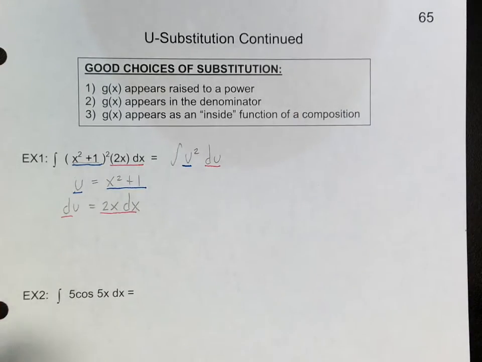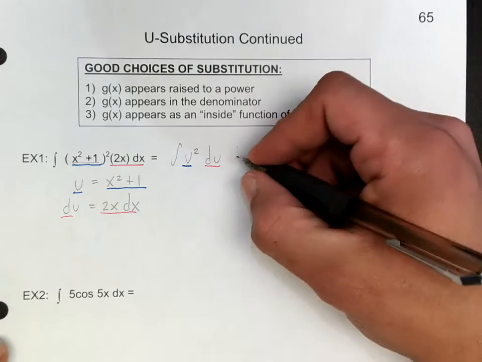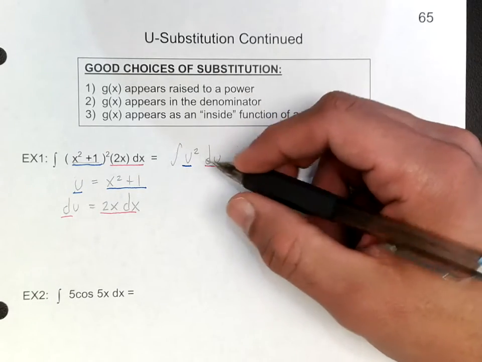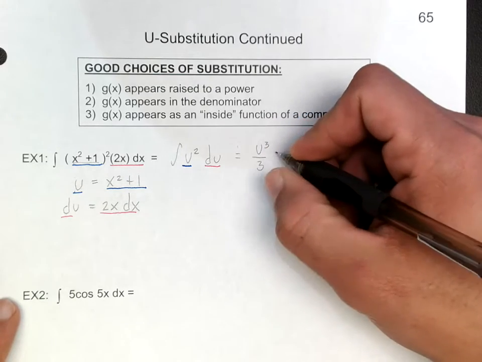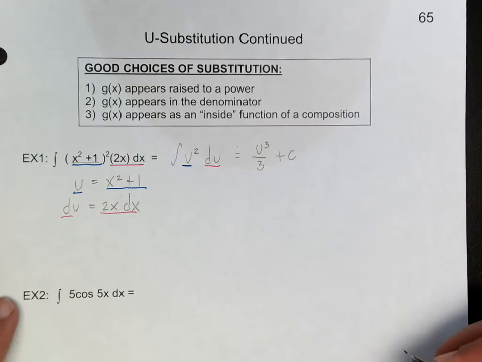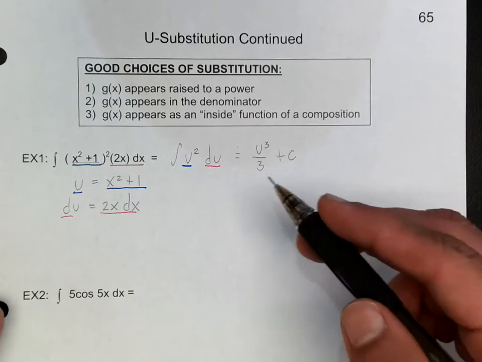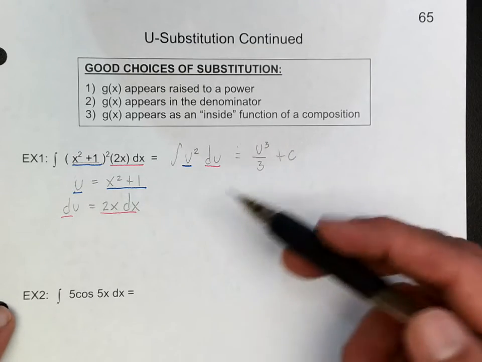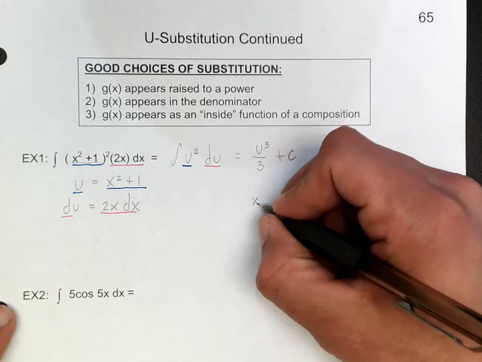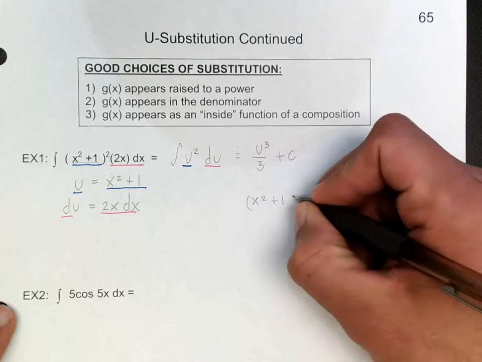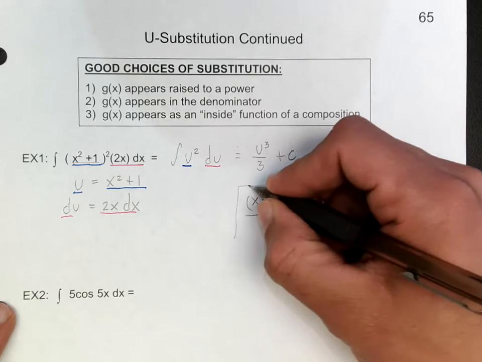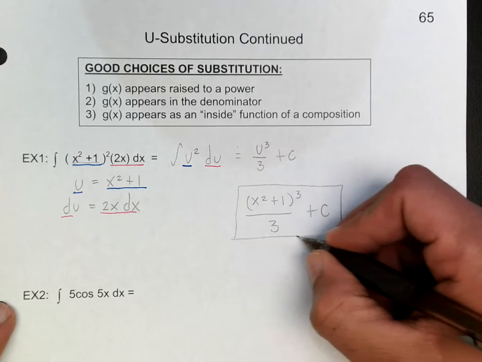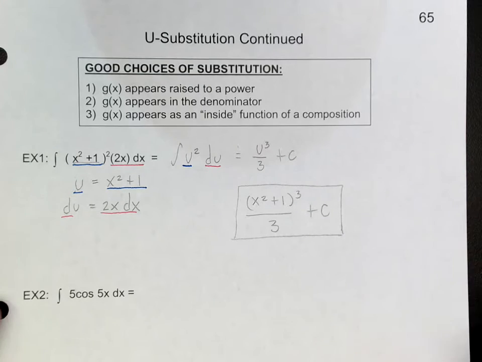Once you have done that, the rest is relatively simple. You're going to integrate that, which is u to the third power over 3 plus c. Just like on 64, after I've done that, I'm going to substitute back, so I'm going to substitute x squared plus 1 instead of u. So the answer is x squared plus 1 cubed over 3 plus c. Again, if this substitution stuff does not make sense to you, go back and watch 64.